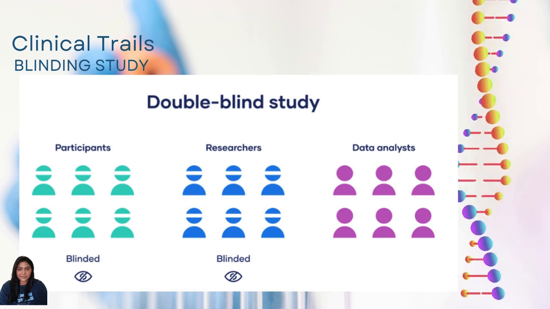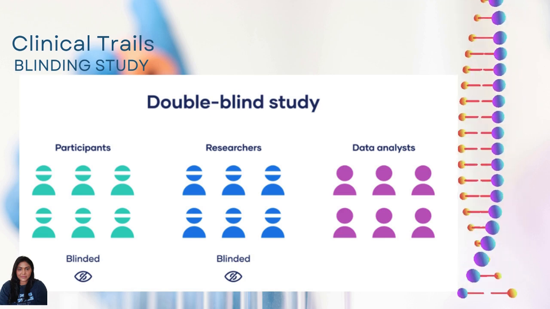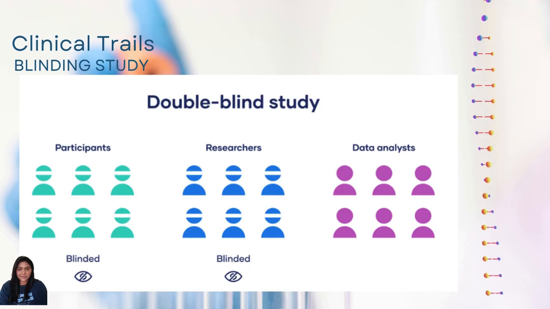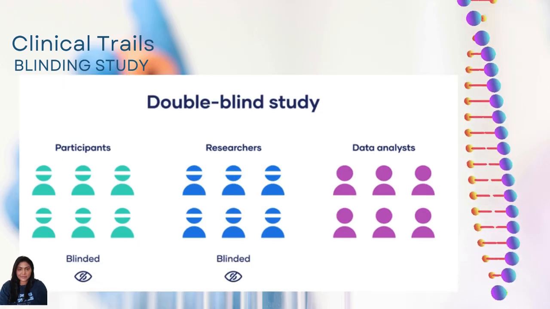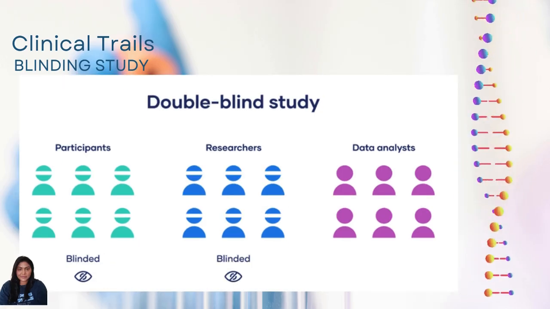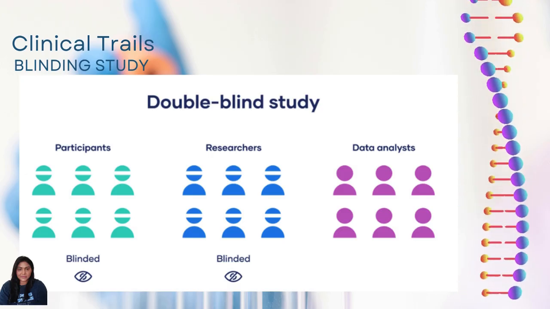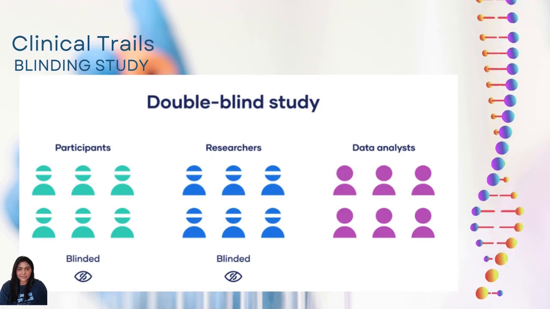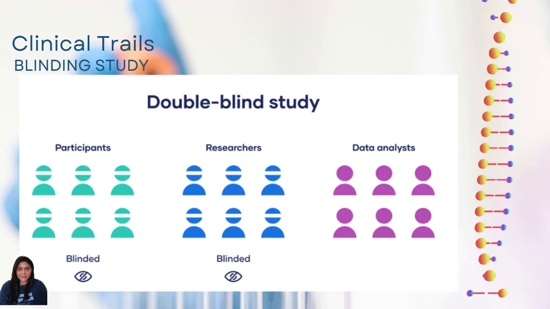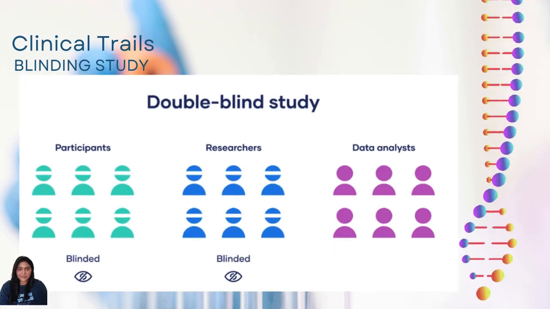So, there are three teams, we can say: participant, researcher and data analysis team. In the double blinded case, the participant is not aware about the drug. Even the researcher is also unaware about that drug. So this is a double blinded study.